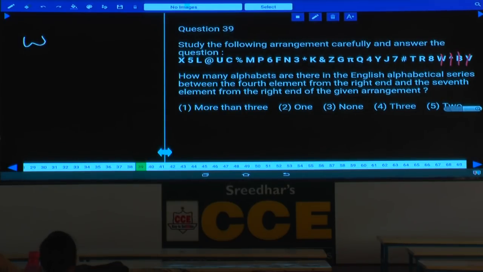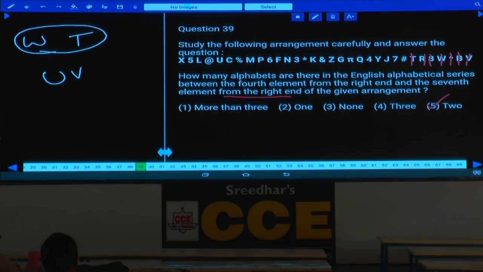W. And the seventh element from the right hand: 4, 5, 6, 7. What is the seventh element here? T. What are the letters which are between these two, T and W, in the alphabetical sequence? U and V are the only 2 letters between these two. Hence 2, that is given in choice 5. Question number 39, choice 5.